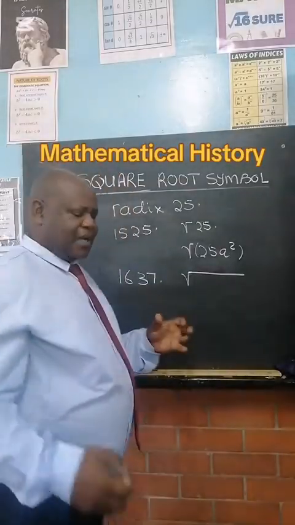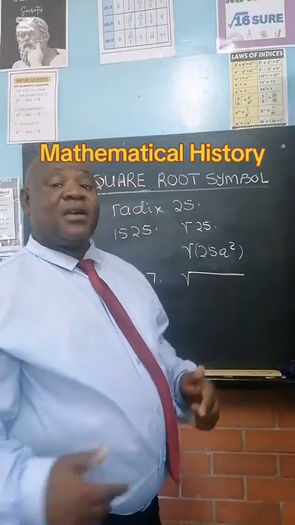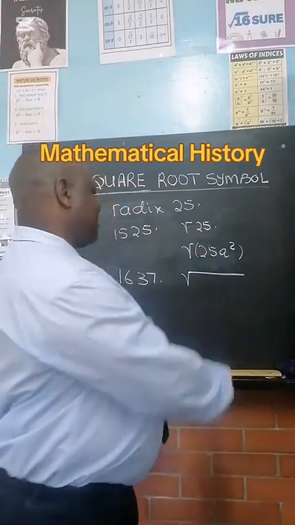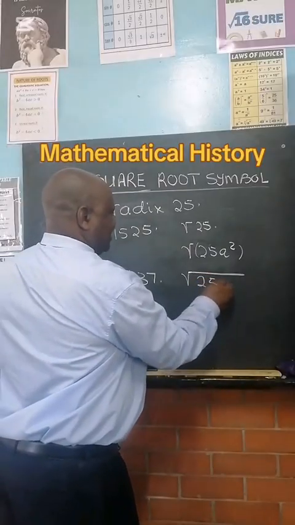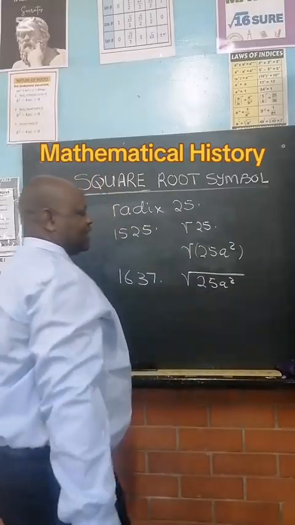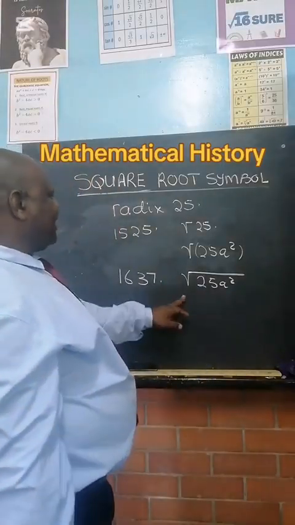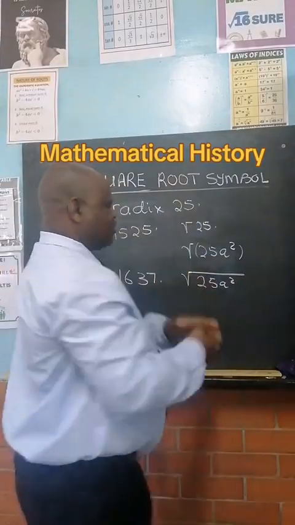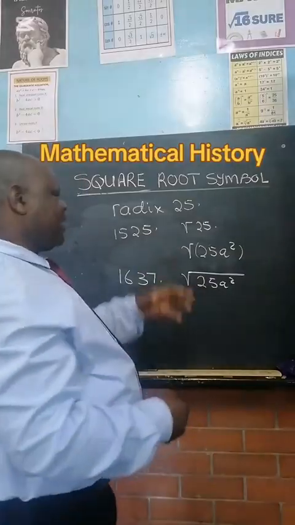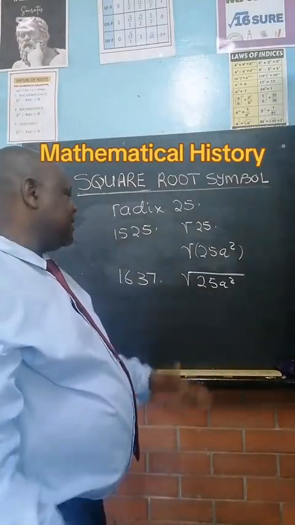So it was René Descartes who decided that we must extend that so that we can have something like 25a squared covered under the square root. So up to today, this is what we are using, but it went through a lot of evolution for it to be passed on to us the way it is now.